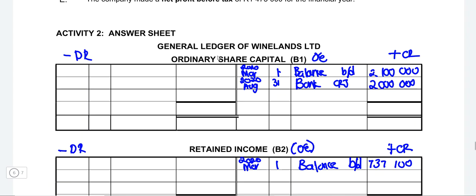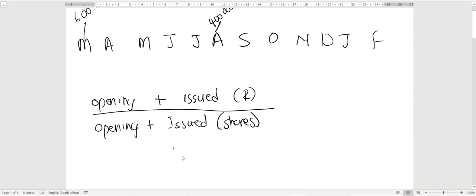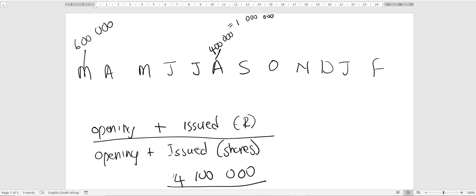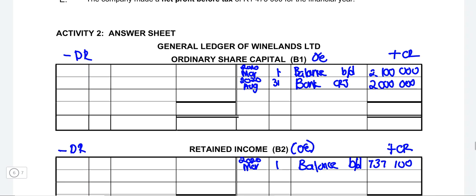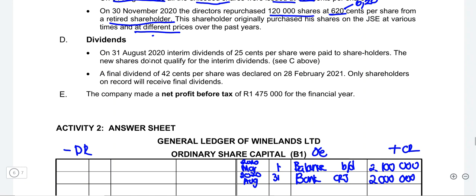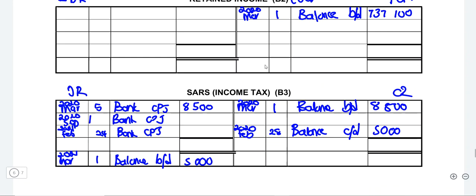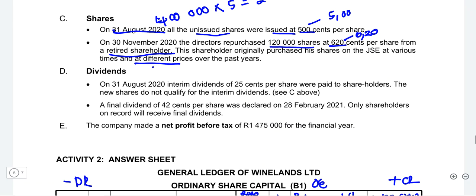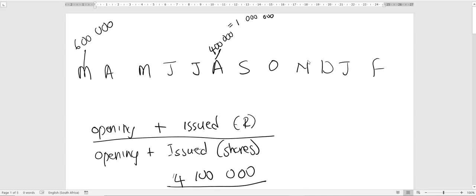Now, when we continue with that, we know that the value of the opening balance of the shares and the issued will be the sum of these two. So it will be 4,100,000, because it will be 2,100,000 plus 2,000,000, which will give us 4,100,000. So we'd have 4,100,000 at the top. Okay, and remember, before the repurchase, all the shares were issued. When we look at the information, we realize that the repurchase took place on the 30th of November. So if we go to our timeline on November, we are going to say minus, I forgot how many shares were repurchased, so let's check.